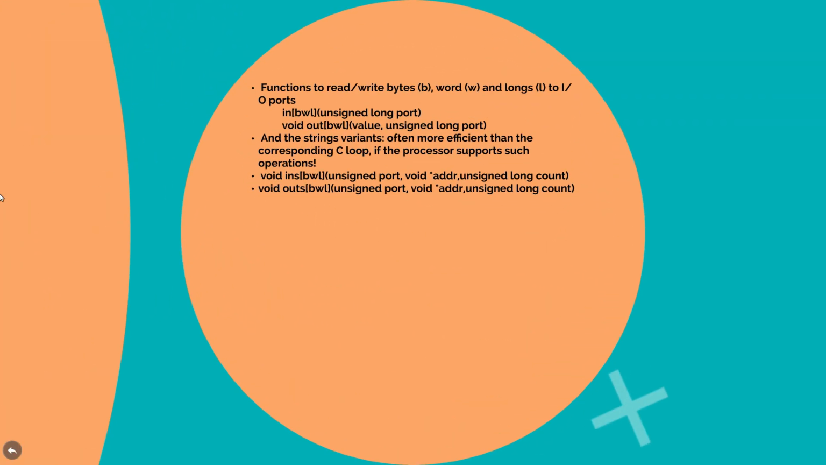So the functions to read and write words. There are bytes, words, and longs for those IO ports. So we have discussed the inl and the outl, and the string variants are also often more efficient than the corresponding C loop if the processor supports such operations, like ins and outs, we can use them here. So it's your task, you can use some string operations and all these things, to have a better idea.